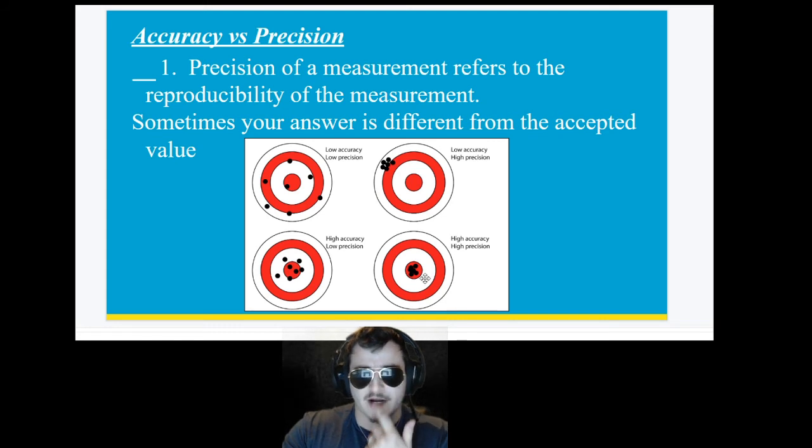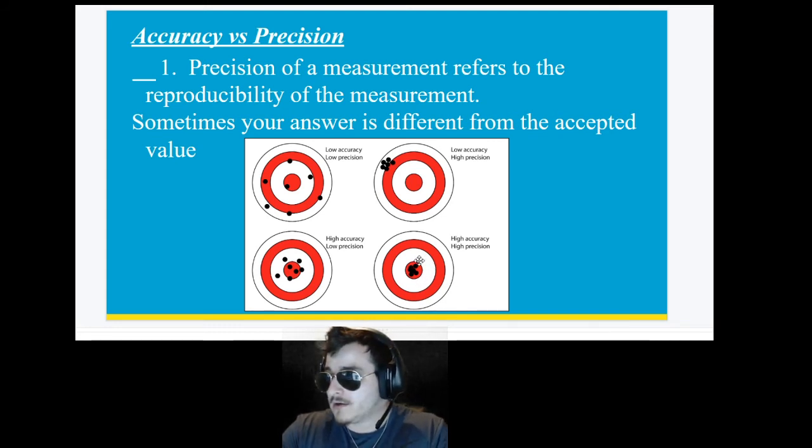Look at this target here in the bottom right. Look at that. Wow. That guy's pretty consistent. That's a gold medal if I've ever seen one.